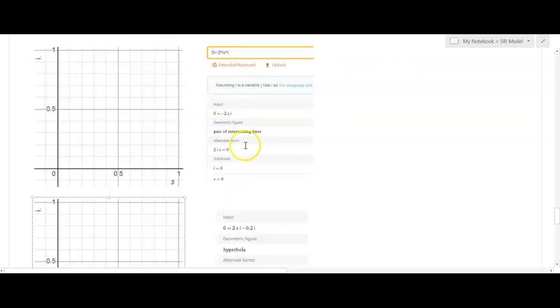So in our S nullclines, we have two nullclines. One is I equals 0, and the other is S equals 0. This is not the point 0, 0. This is just the values of I and S that cause ds dt to be 0. So I equals 0 is the same thing as saying y equals 0, and that is all the way across the S axis, like so.